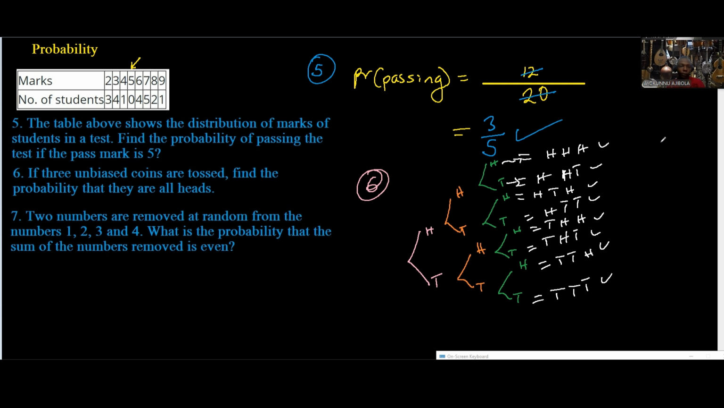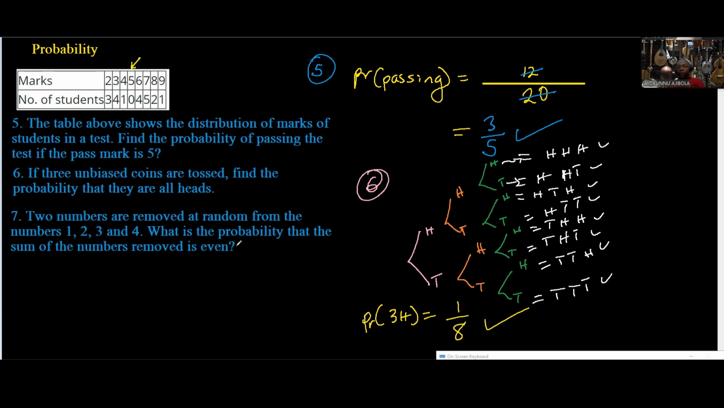Okay. Yes, sir. So how many times does head, head, head occur? Only once. So the probability of obtaining 3 heads will be 1 out of the 8, and that is 1 over 8.